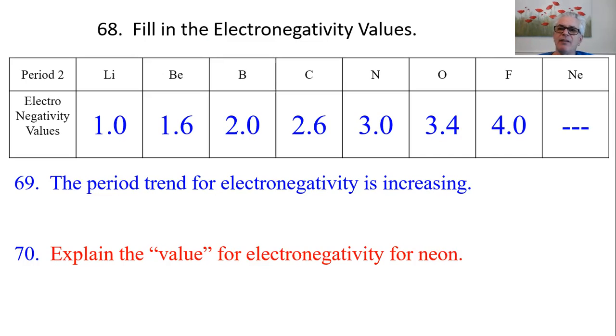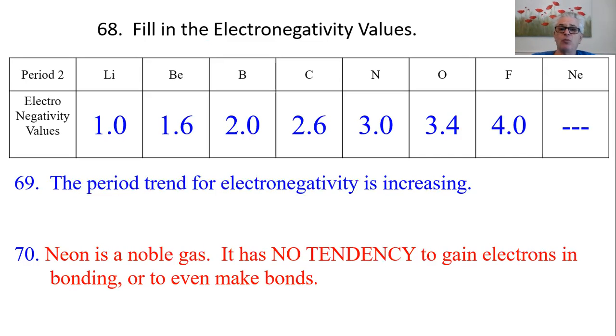Well, what does electronegativity mean? Electronegativity, the definition, is the tendency to gain electrons in a bond. Neon's a noble gas, doesn't make any bonds, right? It has no tendency to gain electrons, doesn't want to lend you electrons, doesn't want to borrow your electrons, doesn't want to share electrons. Leave me alone, says the noble gas. So there you go. Neon doesn't have an electronegativity value because it doesn't bond.